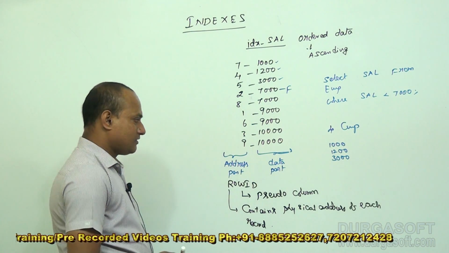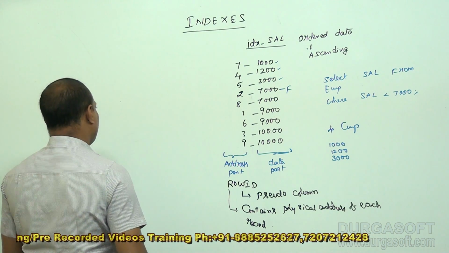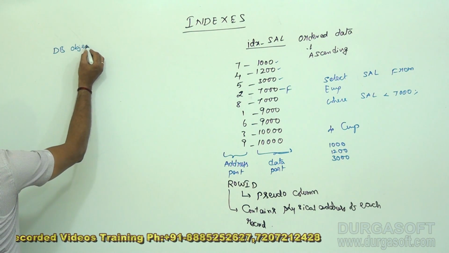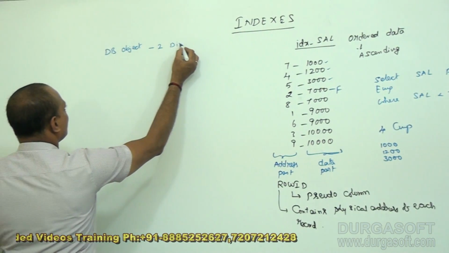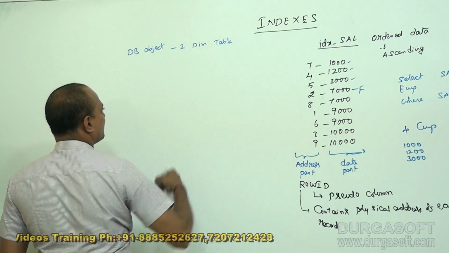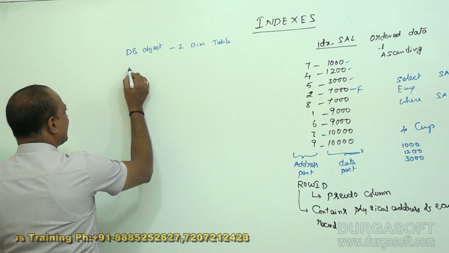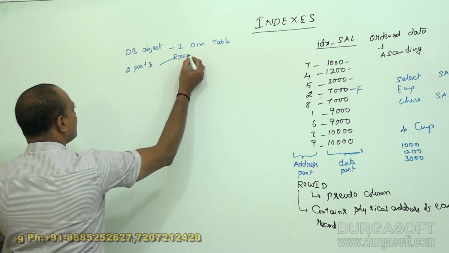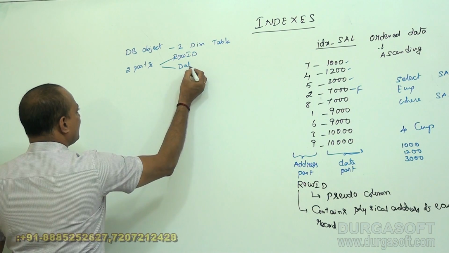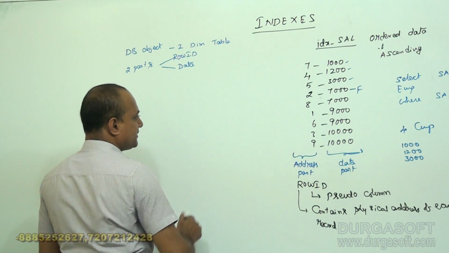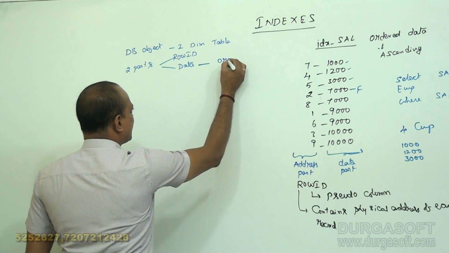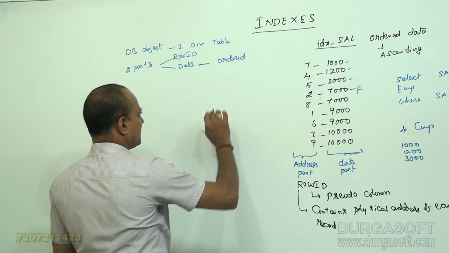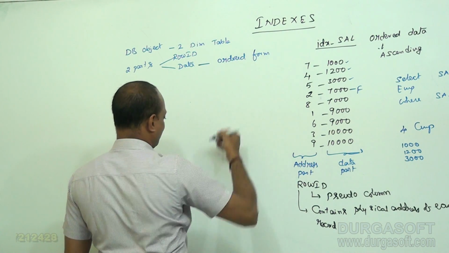Again I am repeating, an index is a database object. How does it look? It looks like a two-dimensional table. How many parts are there? In an index we have two parts: the row ID part and the data part. By default, in which form is the data? It is in ordered form.